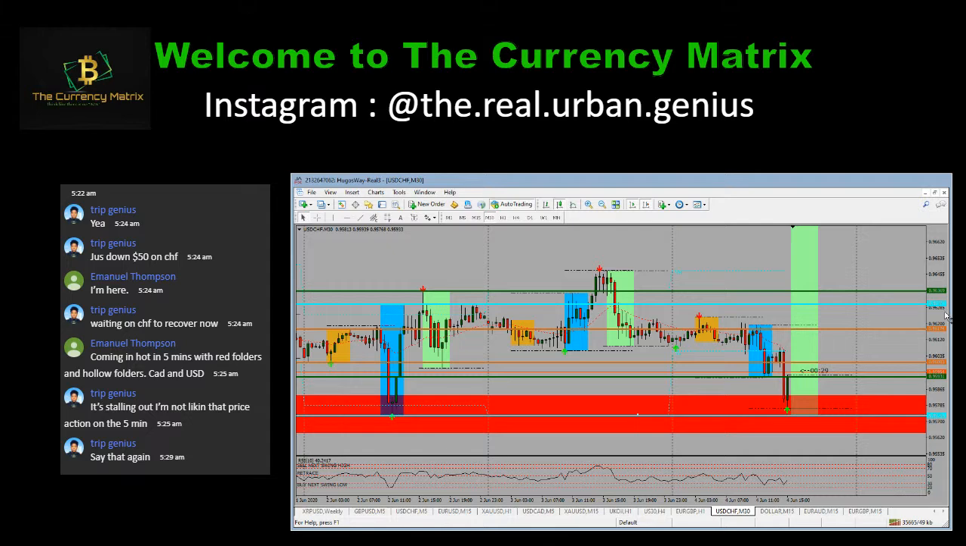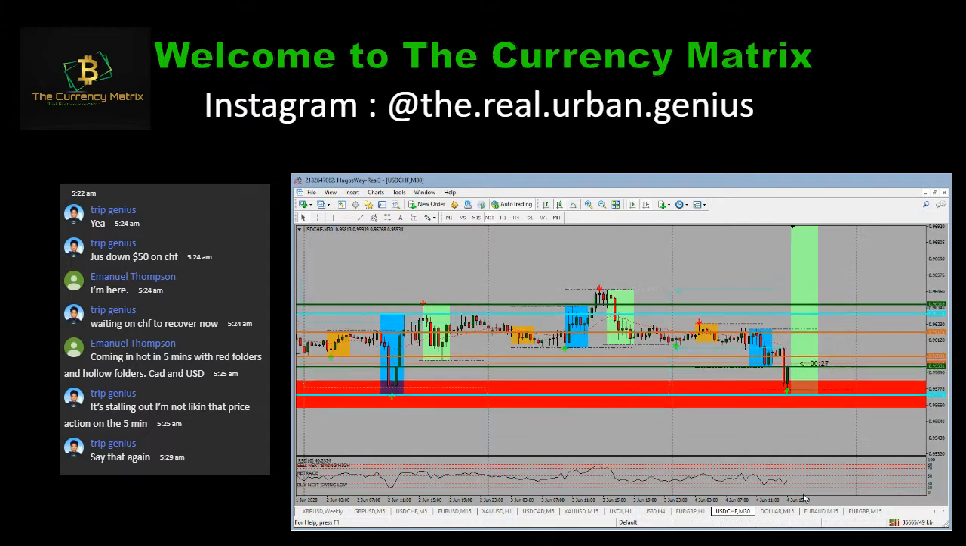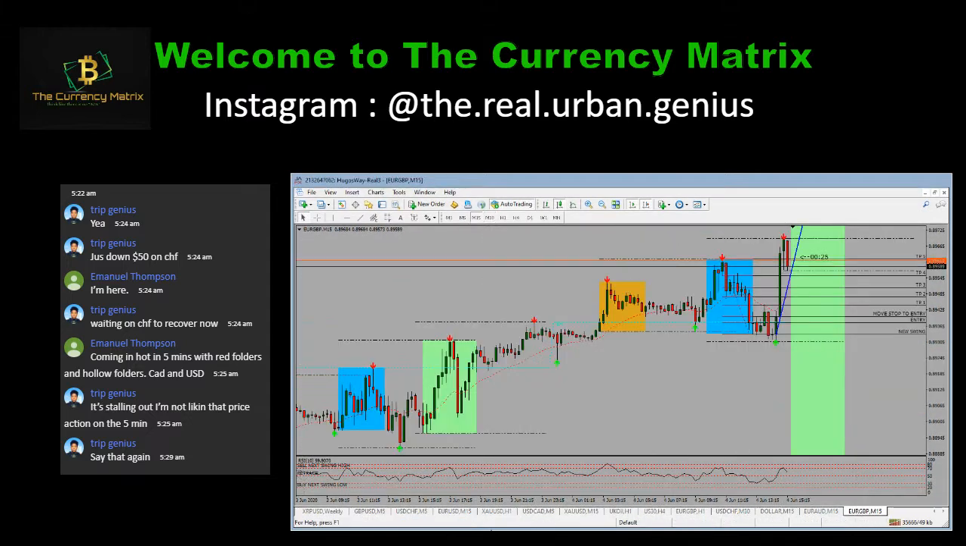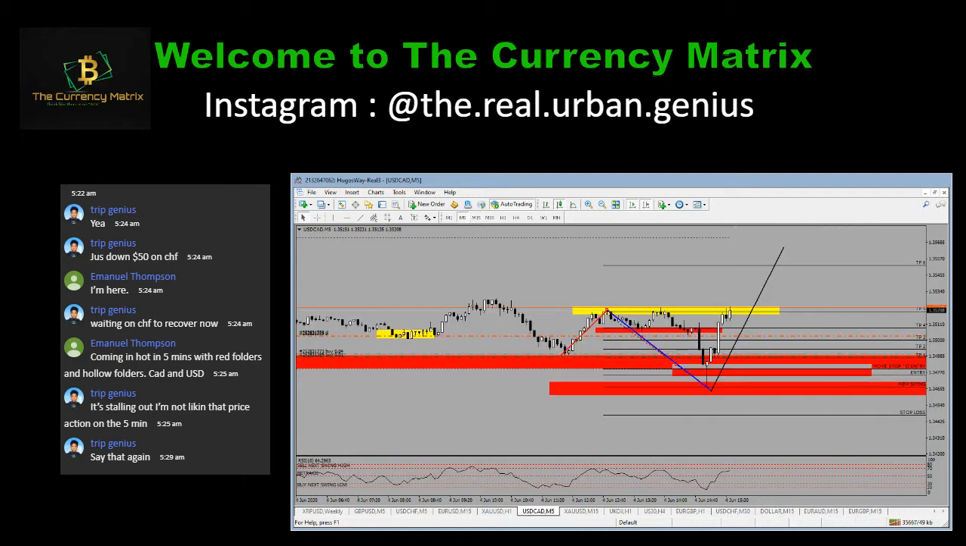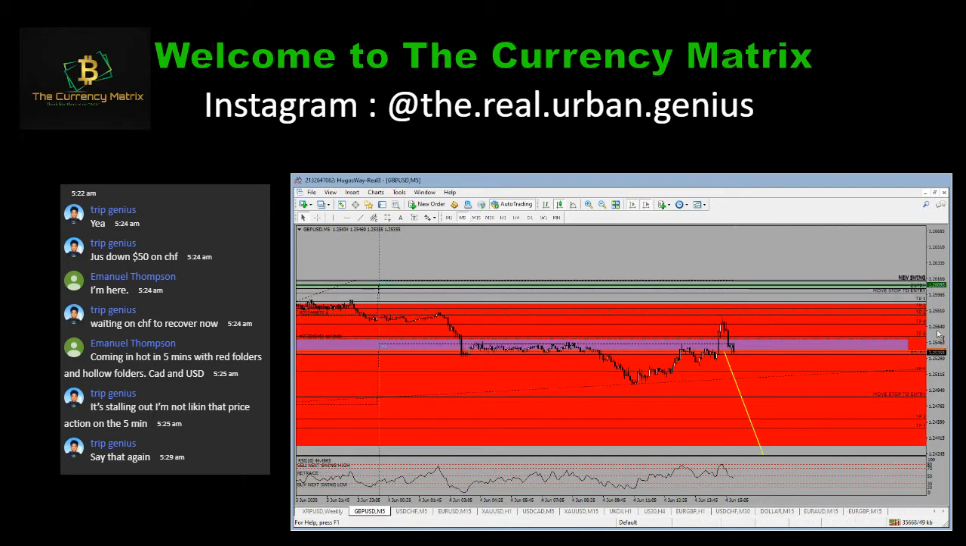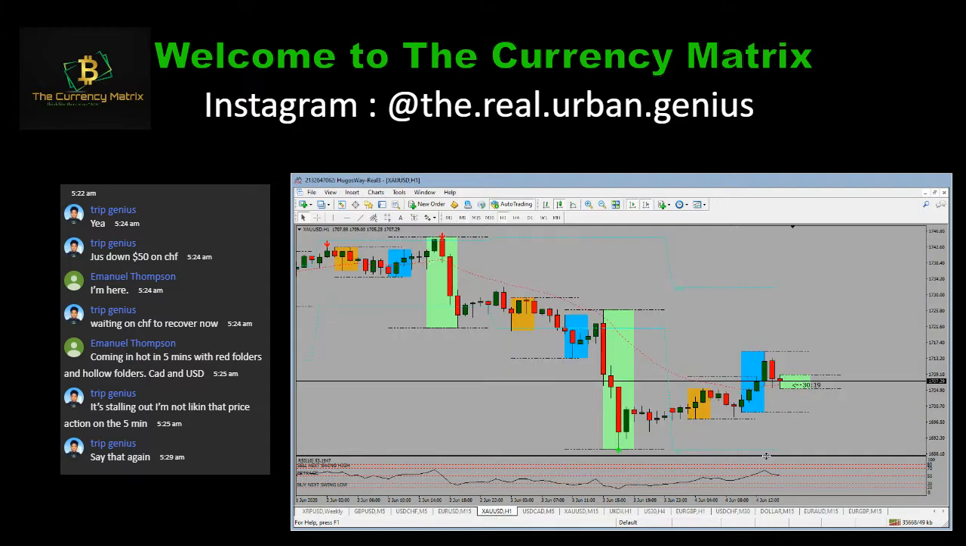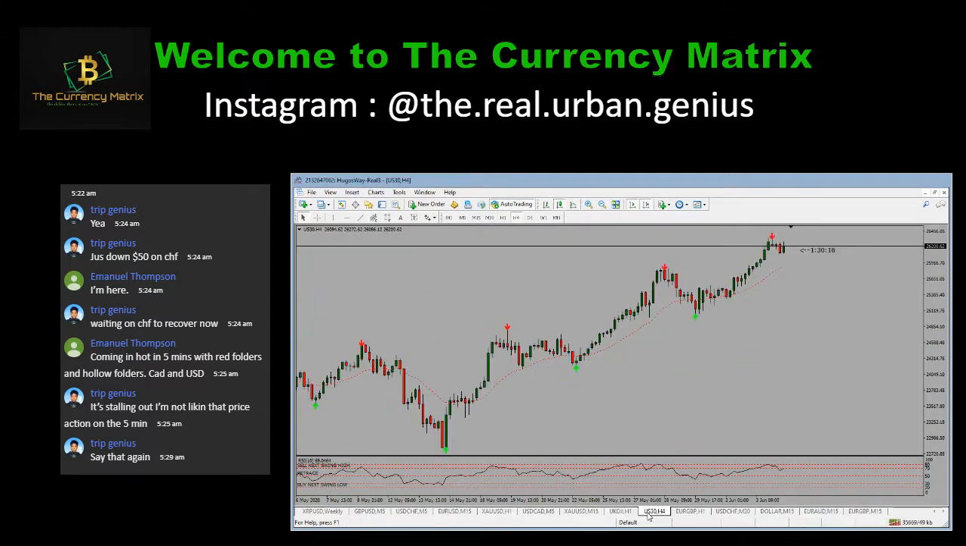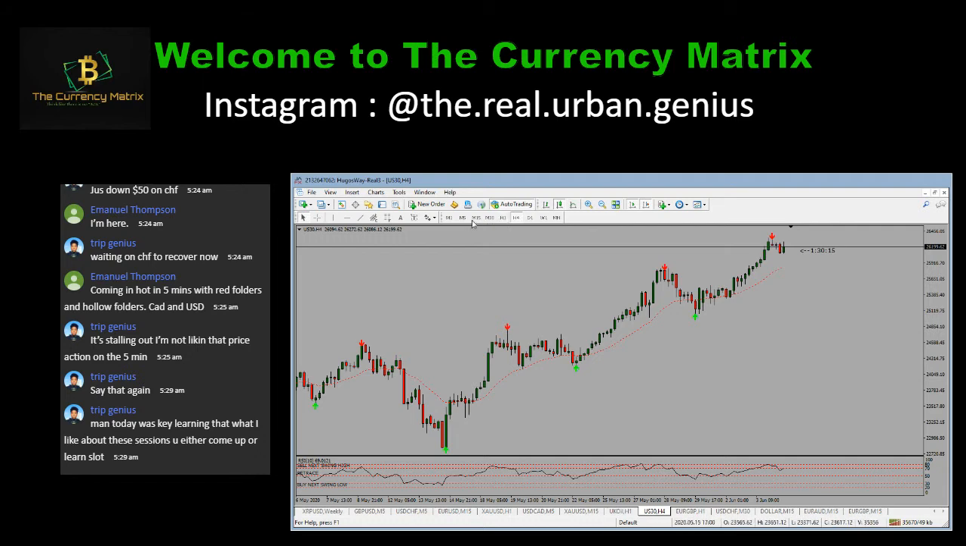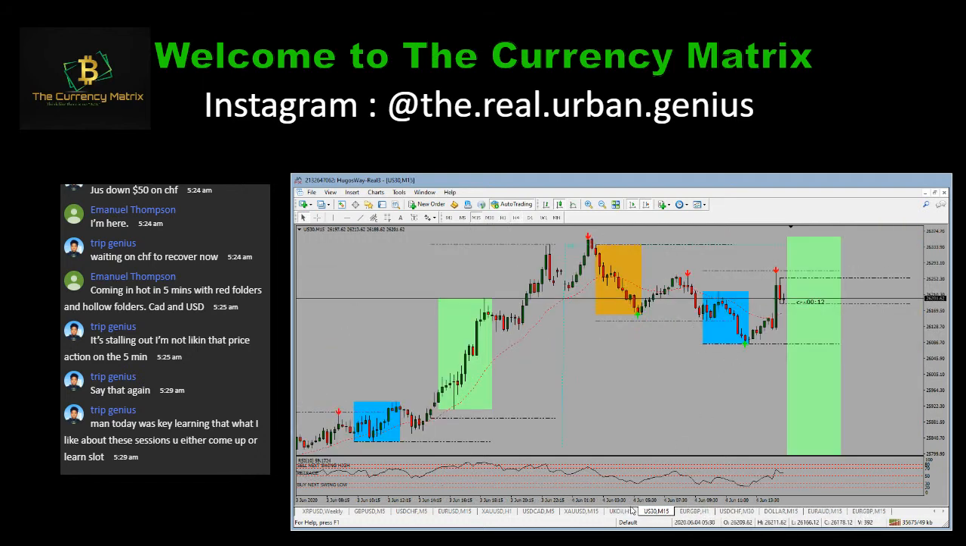USD CHF, as you see, it shot right back up immediately. Where's USD CAD? CAD's going up immediately. Pound USD, it's still dropping for us. Gold, it really didn't do anything. US 30 didn't do anything.